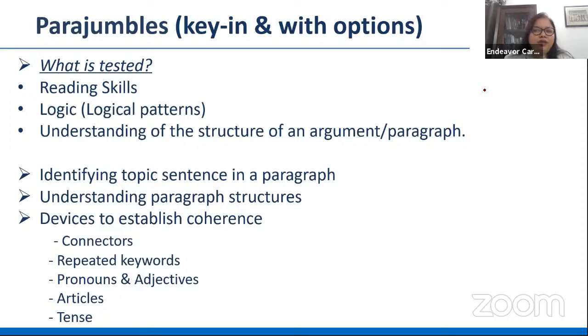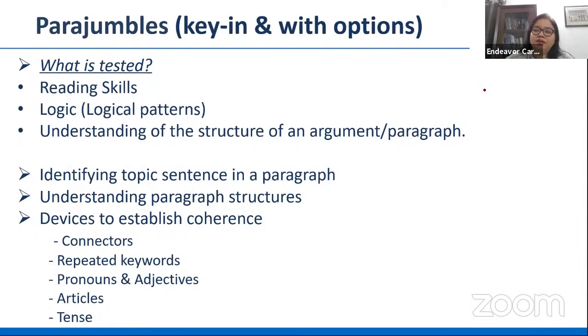And why do we want to understand a paragraph? Because when it comes to a parajumble, what are the aspects that are tested? Obviously, your reading skills, your ability to read sentences and comprehend those sentences. But it doesn't stop there. From your ability to read and comprehend sentences, we move into logic and logical patterns. Are you able to make those logical connections? Are you able to see those links of ideas and connect those ideas?